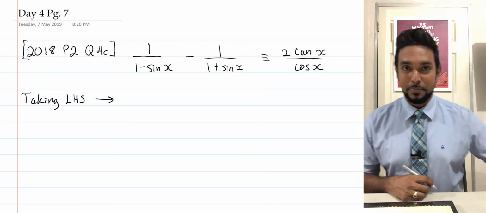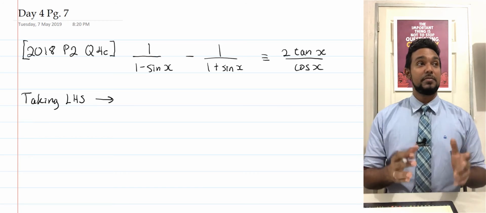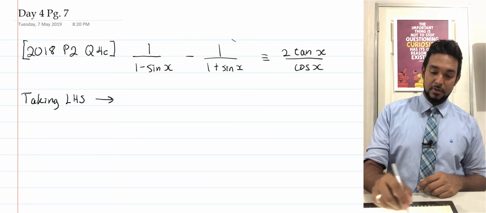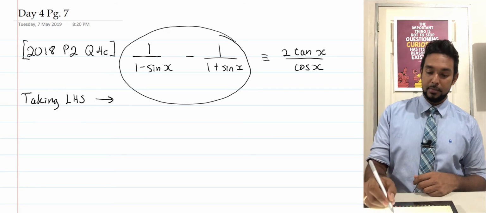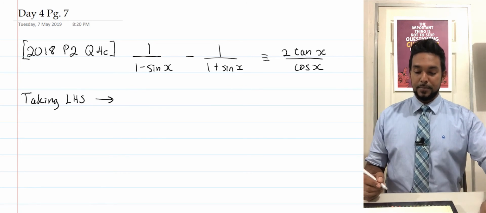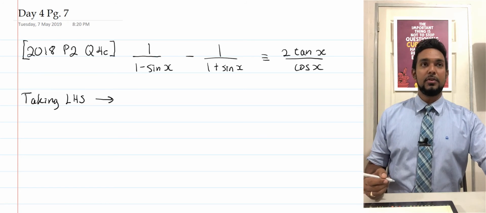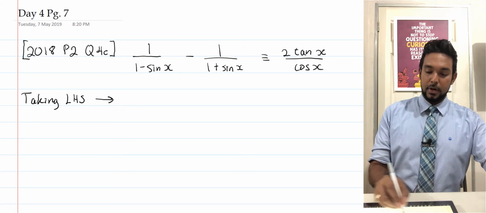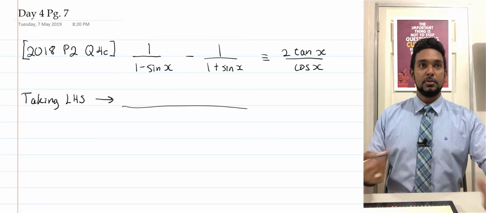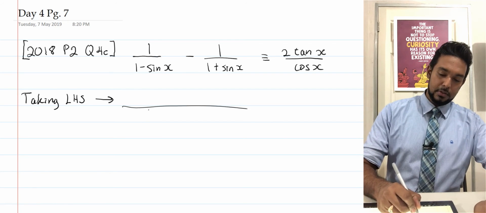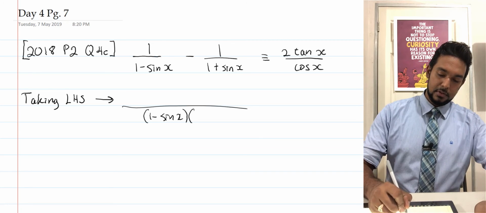All right, so the 2018 identity. We have the difference of two fractions here: 1 over 1 minus sine x minus 1 over 1 plus sine x. The only real option here, unless you're going real technical, is to simplify the fractions, which will require a common denominator. In this case, it'll just be the product of the two denominators, the LCM. So we'll get 1 minus sine x, 1 plus sine x.